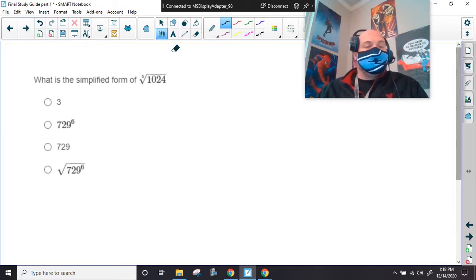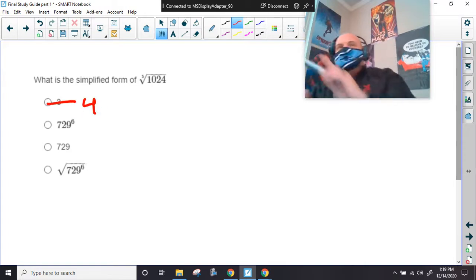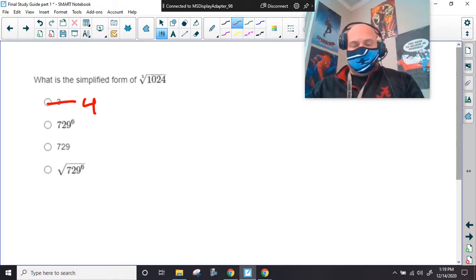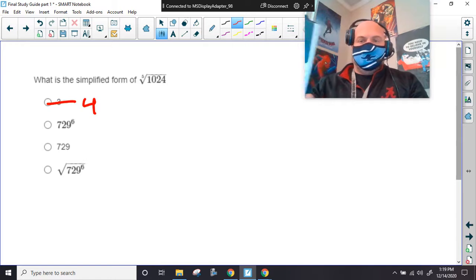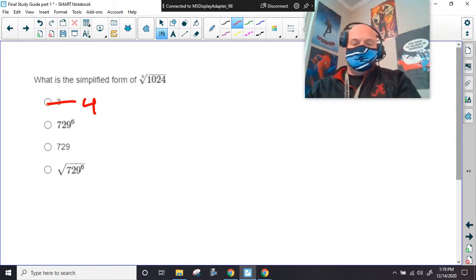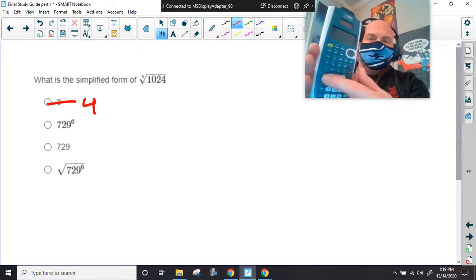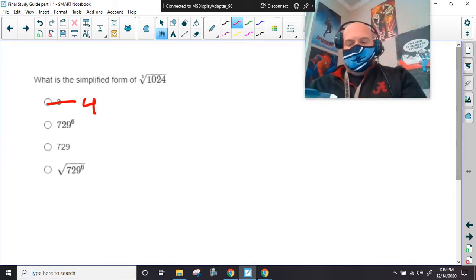All right. This is a calculator problem. This is one that I did not fix because I know this one is wrong. This one is not 3. This one should be 4. On this calculator, I would hit 5, 5, second, and then the caret button, the little raise the roof button right here. And 1024.